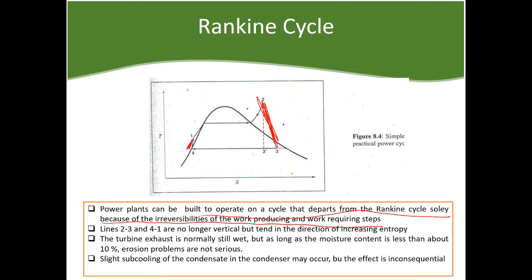Lagi tayo towards, okay, since clockwise yung cycle natin, lagi tayo towards a higher entropy. Diba? This is the S, this is T. So, dito rin dapat laging papunta sa higher entropy. Okay? Nakuha ba? So, yan yung direction. Ito yung direction. Lines 2 to 3 and 4 are no longer vertical but tend in direction of increase in entropy. Yan nga yun, yung sinasabi ko.